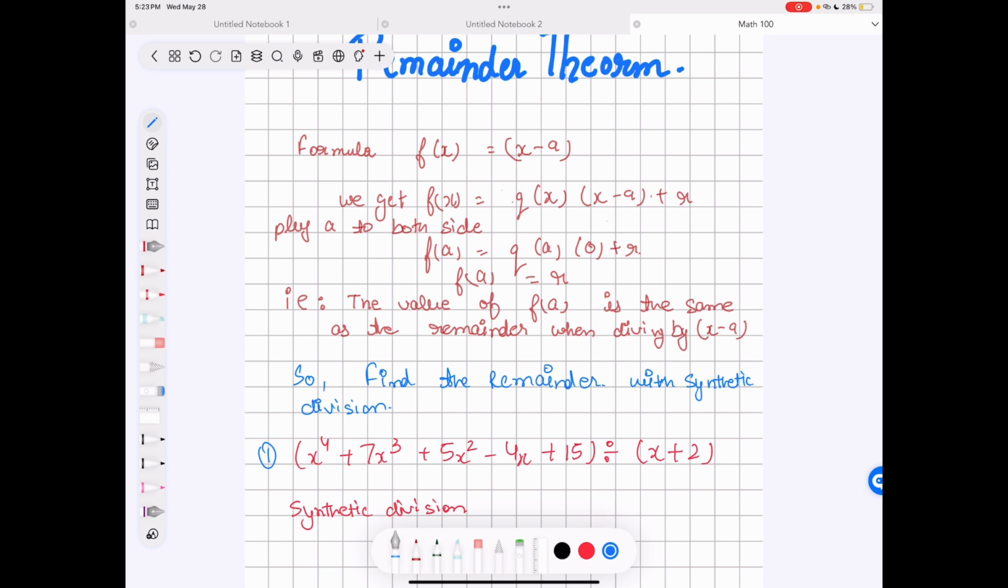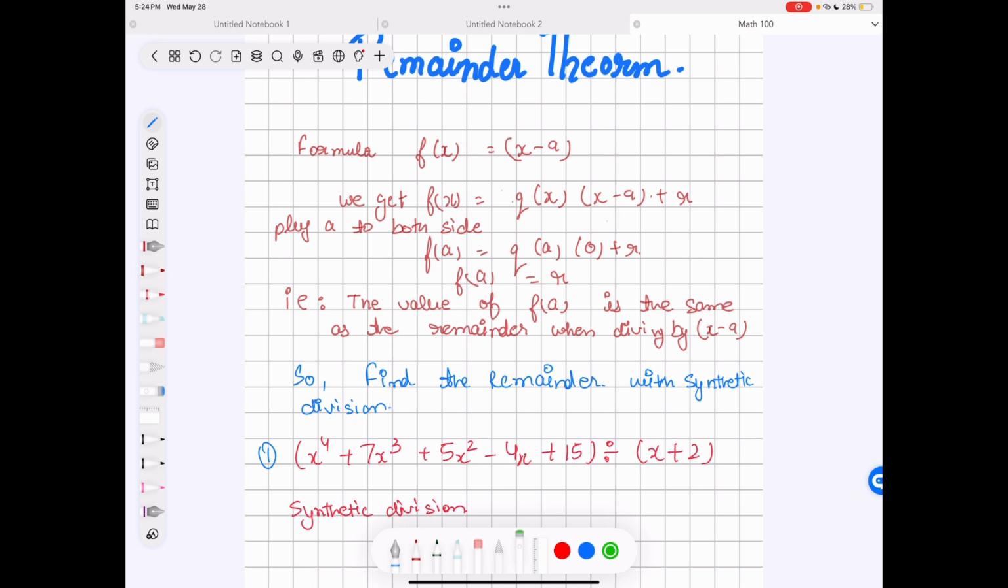It tells us that if we divide the function f of x by x minus a, we get f of x is equal to quotient into x minus a plus remainder, and then we plug a into both of the sides, we get f of a is equal to quotient times 0 plus r, and then we get f of a is equal to r.